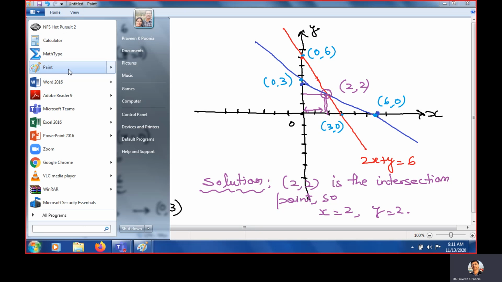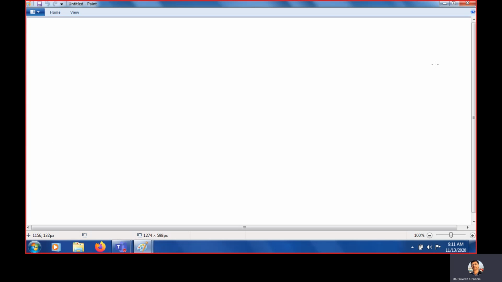Now, because this is a very long process, finding the x-intercept and the y-intercept, there is another way we can find it directly. I will tell you. We are going to take the same example. It is 2x plus y equals 6. This we will solve here, and the second is x plus 2y equals 6.